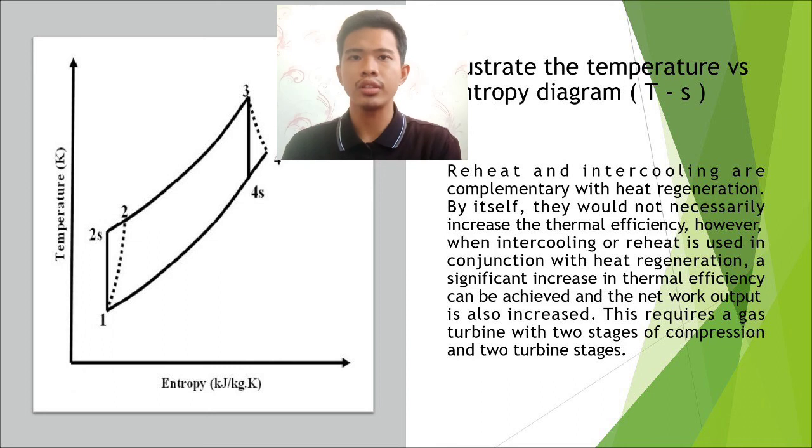For this slide, I'm going to illustrate the temperature versus entropy diagram, T-S. Reheat and intercooling are complementary with regeneration. By themselves, they would not necessarily increase the thermal efficiency. However, when intercooling or reheat is used in conjunction with regeneration, a significant increase in thermal efficiency can be achieved, and the net work output can also be increased. This requires a gas turbine with two stages of compression and two turbine stages.